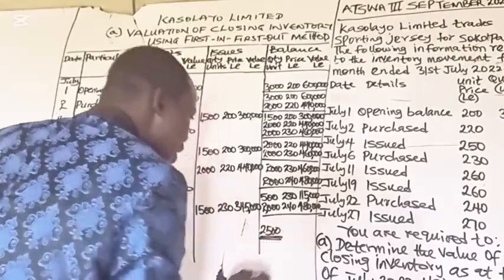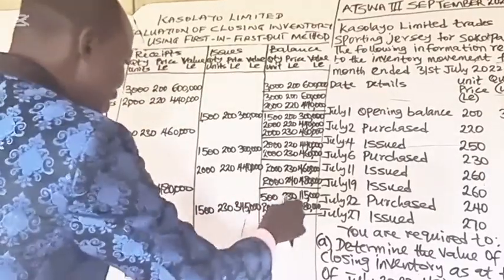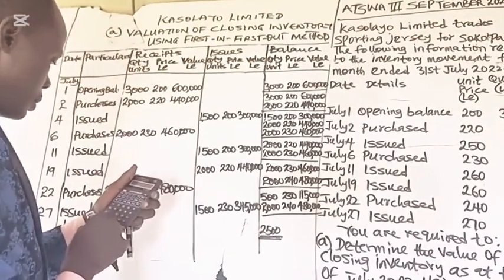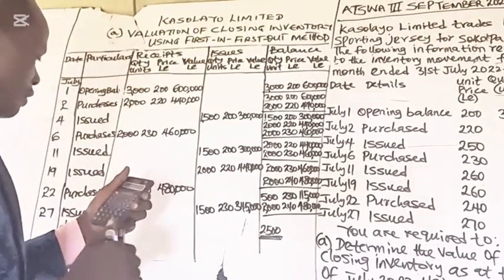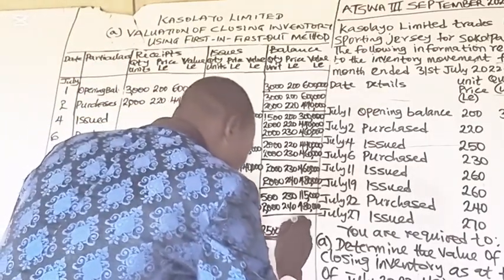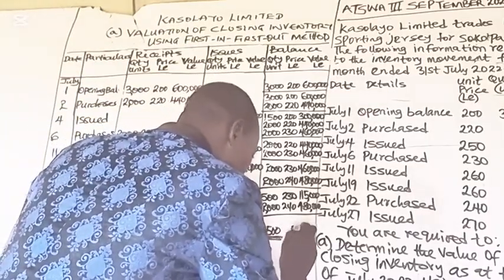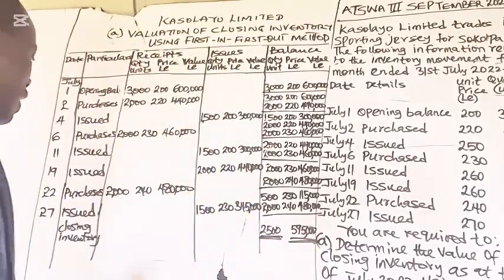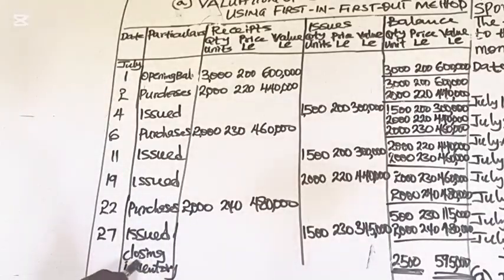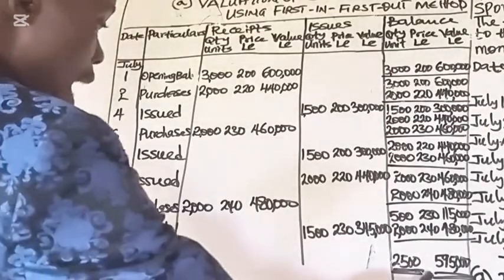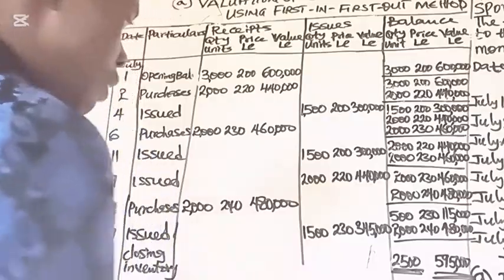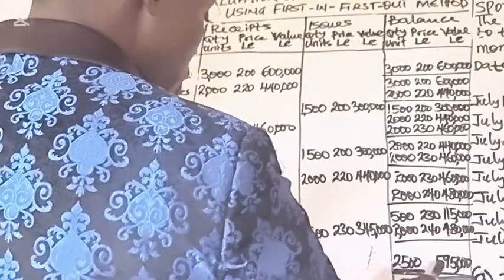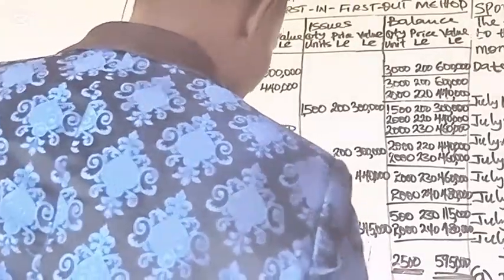2,500 units. And the value is 115,000 plus 480,000. That gives us 595,000. So that means the value of the closing inventory is 595,000. This is the value of the closing inventory required in part A of the question. So the closing inventory is 2,500 units and the value is 595,000.